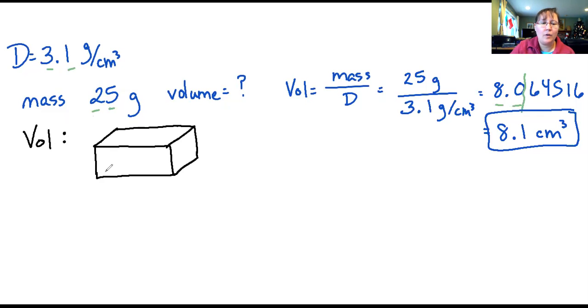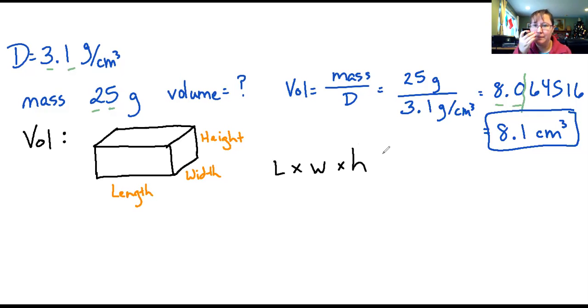The dimensions that we're going to work with there are length, width, and height. We're going to find the volume of our object as length times width times height. But now what happens if they're not the same?